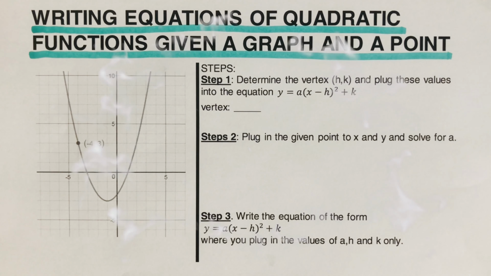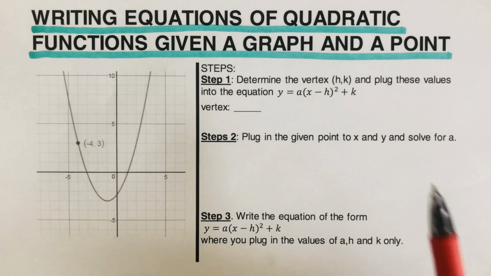Everyone, today we're going to be writing equations of quadratic functions given a graph and a point. So what's going on here is that we have a graph and we have a point over here, and we are supposed to determine the equation that would work for this graph. So these are the steps that we have here. I wrote them down. There are 3 of them.